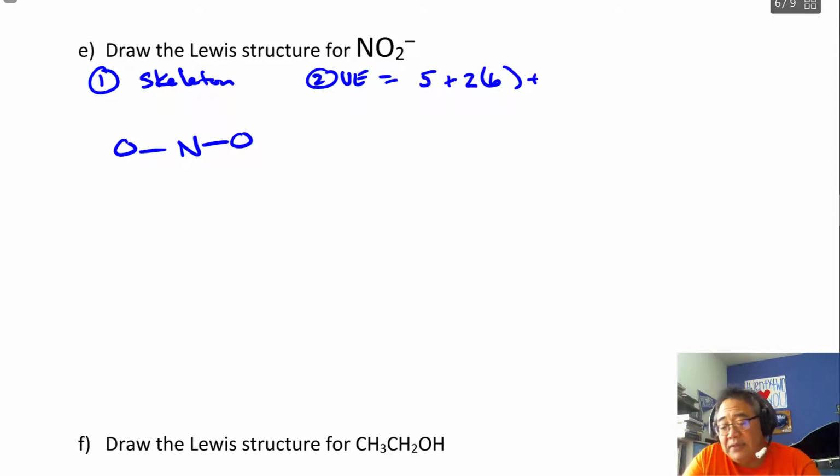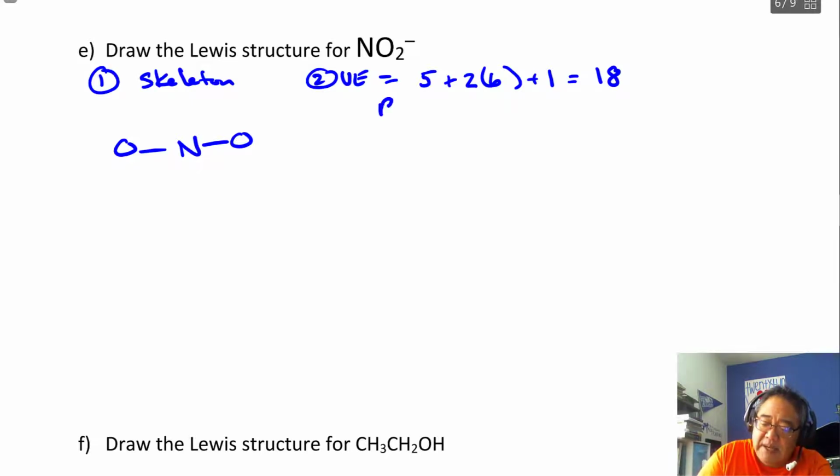And then I'm adding an electron because it has a negative charge. And don't subtract. That's a common error. You see the minus, you want to subtract. But when you see a negative charge, you're adding an electron. So this is going to be 12 plus another 6, because 5 and 1 is 6. So this will give me 18 total electrons to distribute.